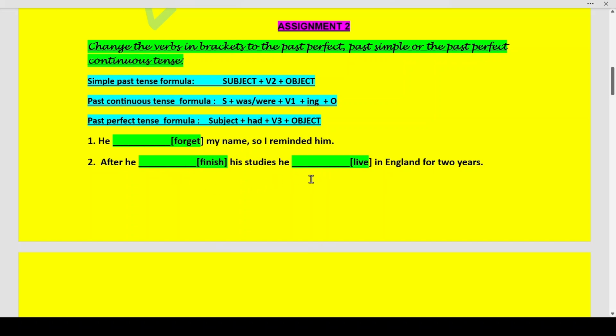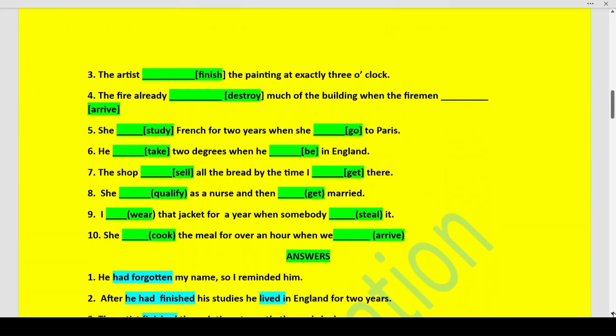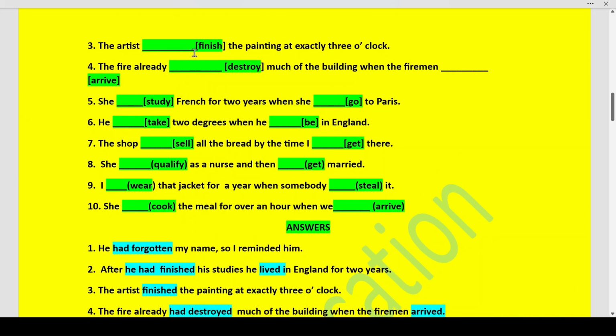After he finished his studies, he lived in England for 2 years. After he had finished his studies, he was living in England for 2 years. The artist finished the painting at exactly 3 o'clock. The artist had finished the painting at exactly 3 o'clock. The fire had already destroyed much of the building when the firemen arrived. She had been studying French for 2 years when she went to Paris, or she studied French for 2 years when she went to Paris.